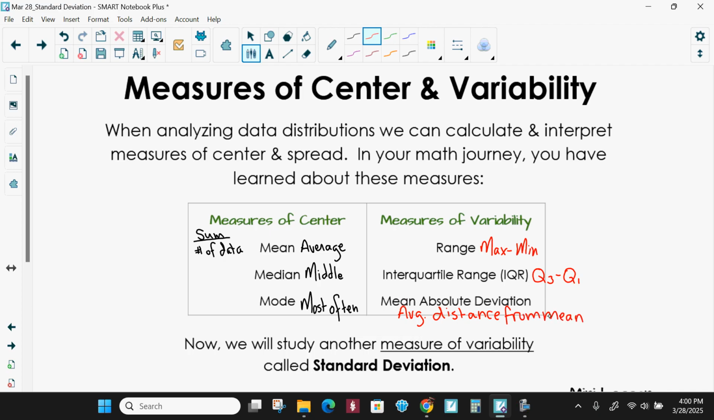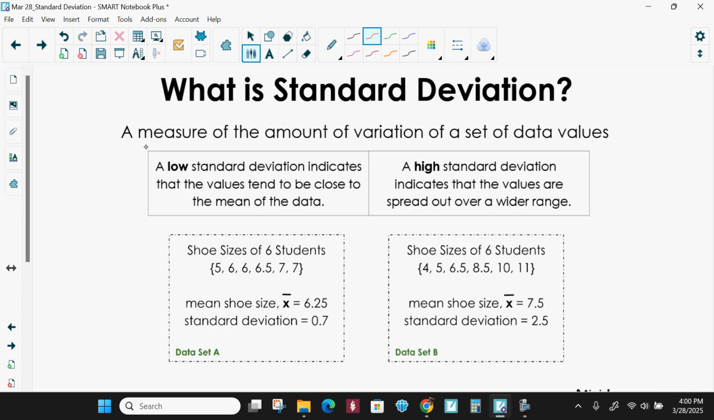Now, standard deviation, by definition, is a measure of the amount of variation of a set of data values. So it measures that variation in the data. You can see here that when you have a low standard deviation, like this is 0.7, that means the values tend to be close to the mean of the data. So if you look at this, the mean of the data is 6.2. It's halfway between these two. All of these values are within a small amount of that value.